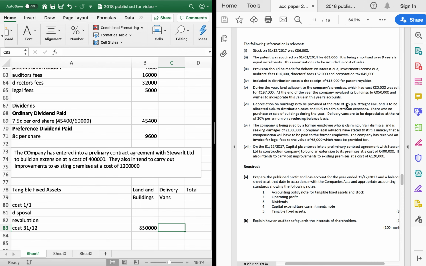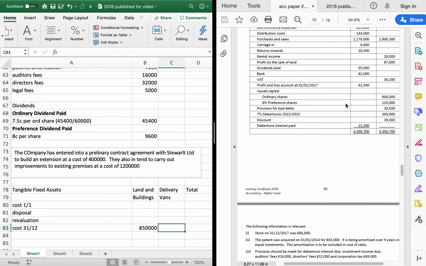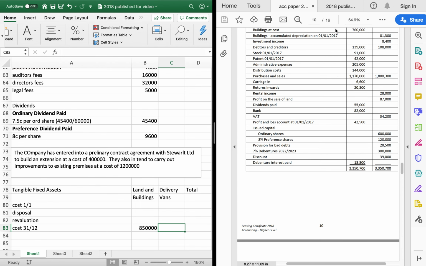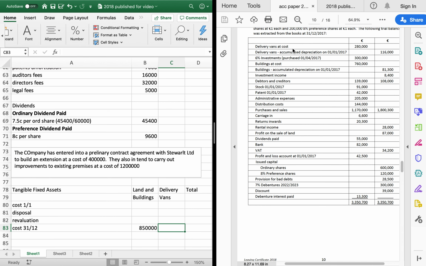All right. We know there was no change to delivery vans, so I'm going to do that one next. Delivery vans at cost were 280, so they started the year at 280. We didn't get rid of any, we didn't buy any, we didn't revalue them, so they end the year at 280,000. All right. Now we have to look and sort of work backwards. What did we start off the year with? So what do we know happened?